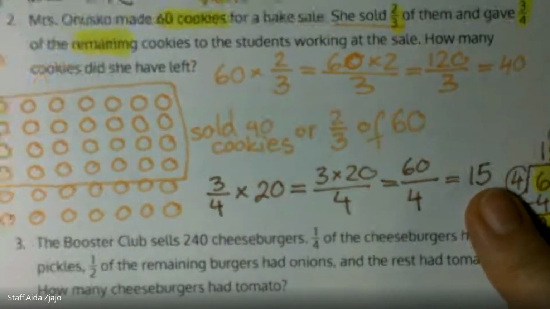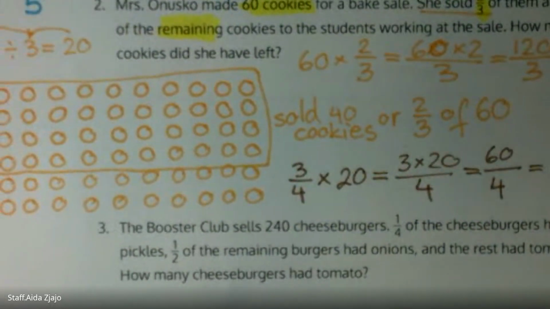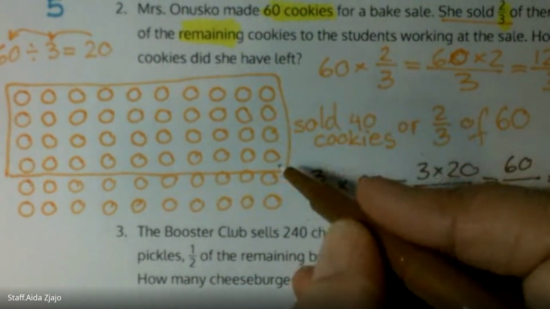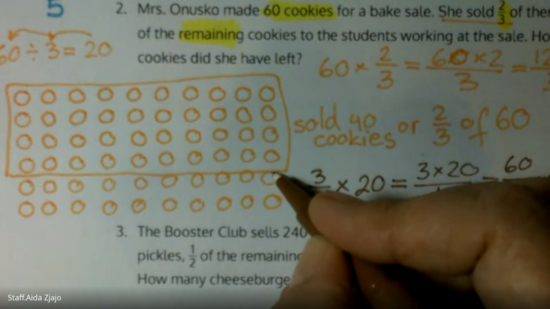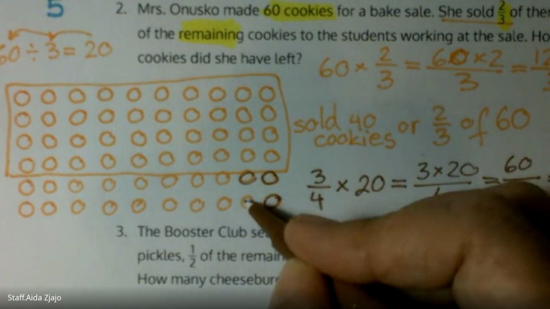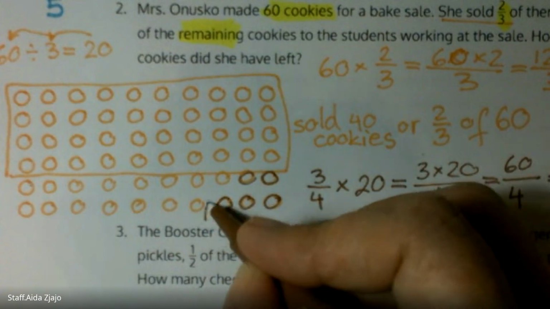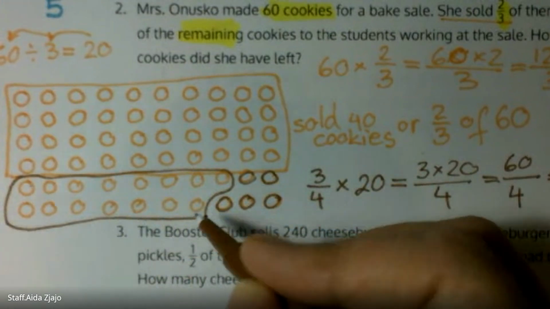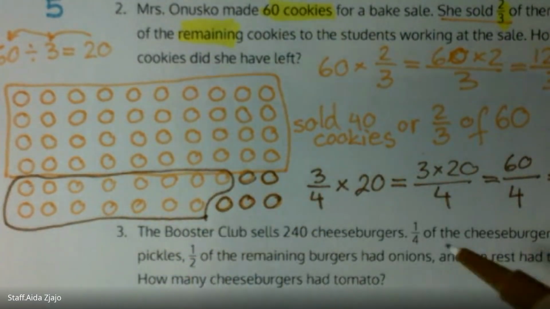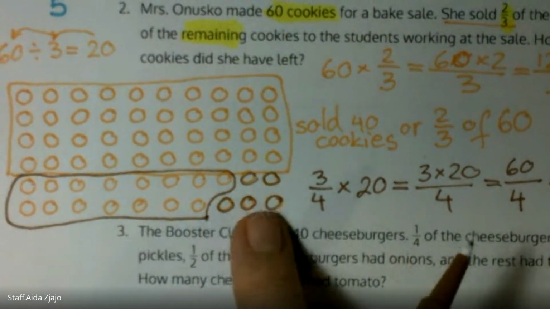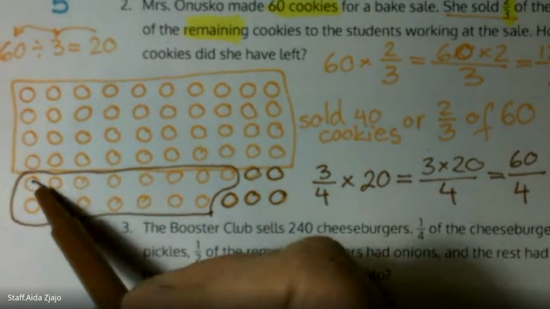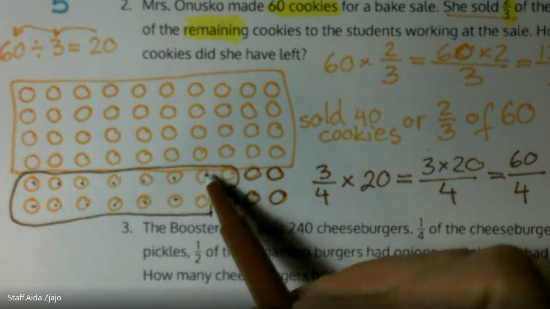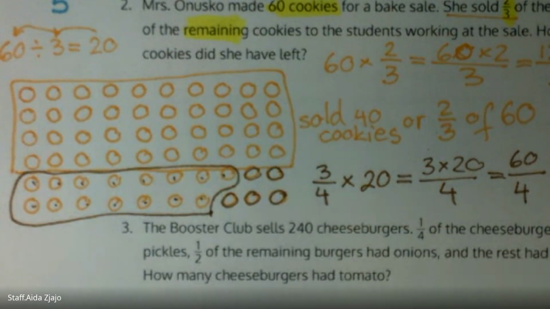So the 15 cookies were given to the students. If I have the leftover here, 1, 2, 3, 4, 5, this was 3/4 of 20. And that is 15 cookies: 1, 2, 3, 4, 5, 6, 7, 8, 9, 10, 11, 12, 13, 14, 15 cookies.